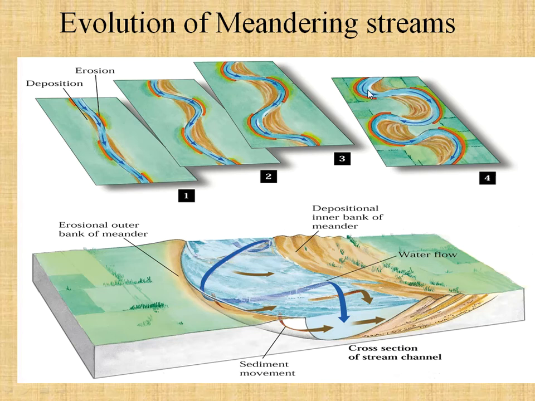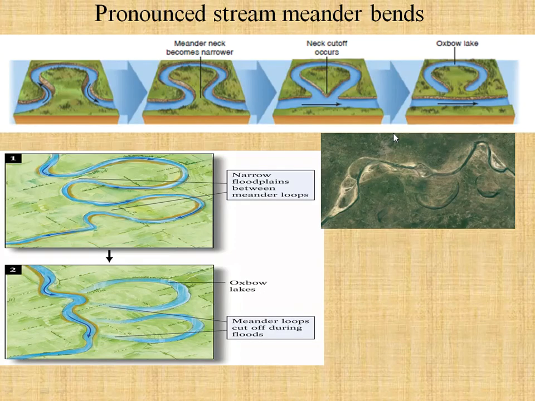So what it does, it erodes this part, and when it erodes this part like this, it keeps on narrowing along the neck, and then finally this portion gets dislodged, and these are the past channels, and they get filled up with water. These are known as the Oxbow lakes.